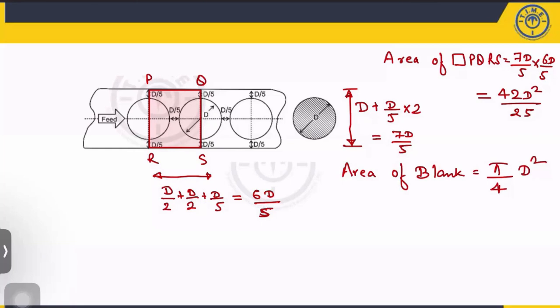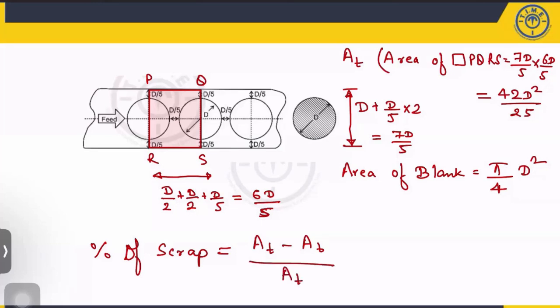Then you can calculate. You are doing this so many times, but if you calculate for a single one, then the percentage scrap will be the same, because you are dividing with the total area. So the percentage of scrap is nothing but how much amount of material is wastage? The total area minus the blank area. What is the total area? This one. Total area minus the blank area, divided by total area.